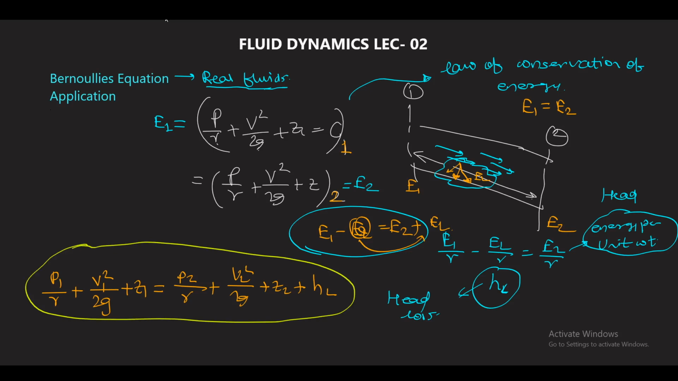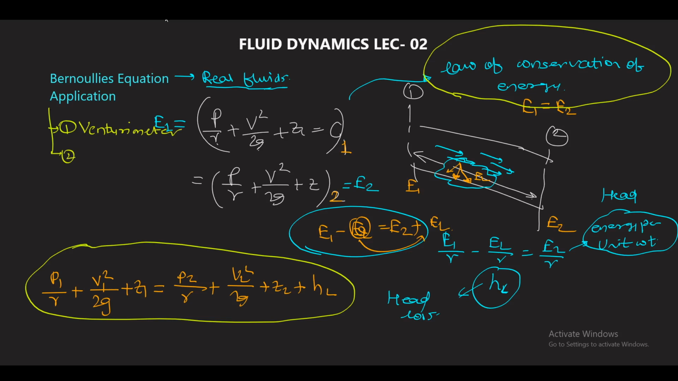By using that equation, assuming the law of conservation of energy, that is, the energy remains constant between the two sections, there are different applications of Bernoulli's equation. One by one, we will discuss the different applications of Bernoulli's equation. The very first application is the Venturi meter.